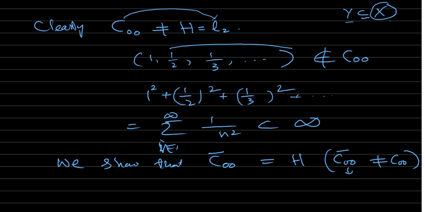So I will show that if I choose any member of L2, I can find a sequence in C00 which converges to that point of L2 in this L2 norm. So let's choose any point. Let's take this x equal to xn, n runs from 1 to infinity, where x belongs to L2. Now let's define the sequence.